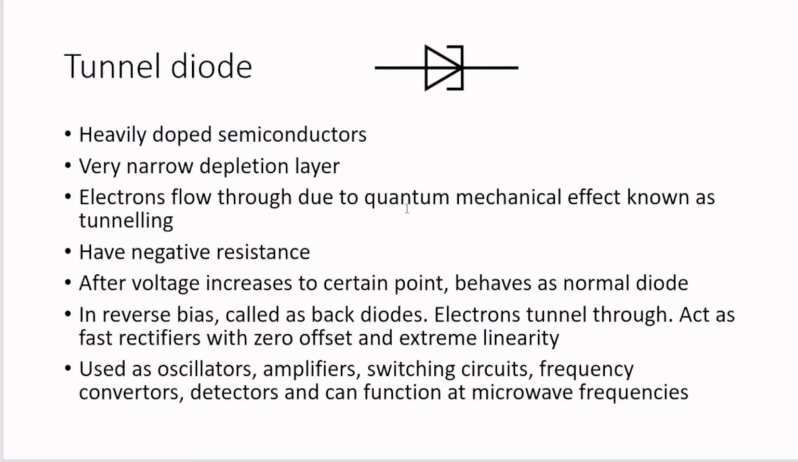A rectifier is what we call a circuit made with diodes to convert AC into DC. So when we are learning about rectifiers, that's when we understand more about this function. And due to this effect, they can be used as oscillators, amplifiers, switching circuits, frequency converters, detectors, and can function even at microwave frequencies because they work on very low voltages.